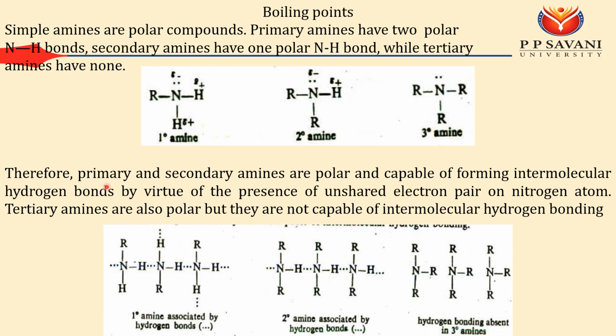Primary amines are polar and capable of forming intermolecular hydrogen bonding by virtue of the presence of an unshared electron pair. Whereas tertiary amines are also polar, but they are not capable of it because they don't have a hydrogen. So that's why they do not make hydrogen bonds.